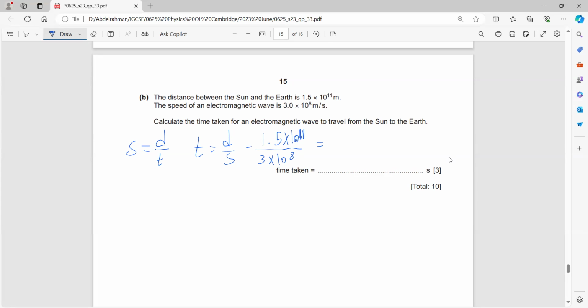I don't know how to calculate it. On the calculator, use the fraction. Write down 1.5 times 10 to the power of 11 divided by 3 times 10 to the power of 8. It should give you a time of 500. Right? I can calculate it in my head anyway. 500 seconds, right.